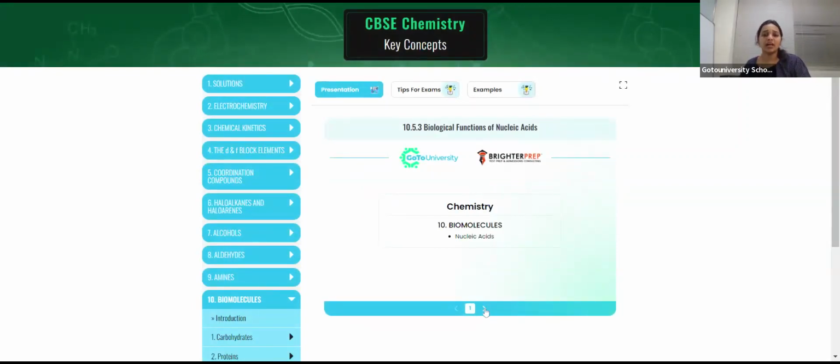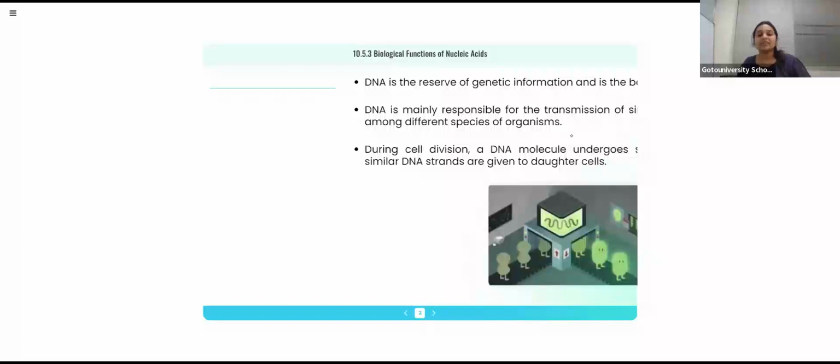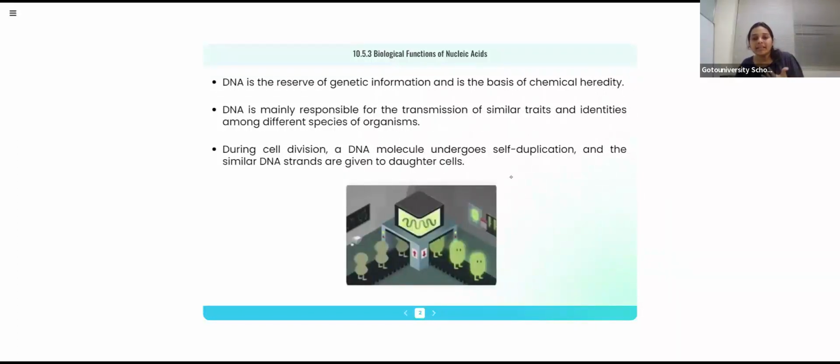Okay. Now, what are the biological functions of nucleic acid? Next, we are moving to the biological functions of nucleic acid. So, what is the function of DNA and RNA in our body? DNA is the reserve of genetic information and is the basis of chemical heredity. We know that because DNA is carrying genetic information, right?